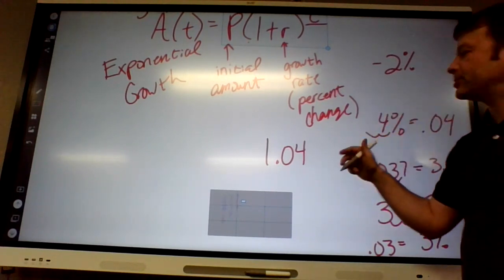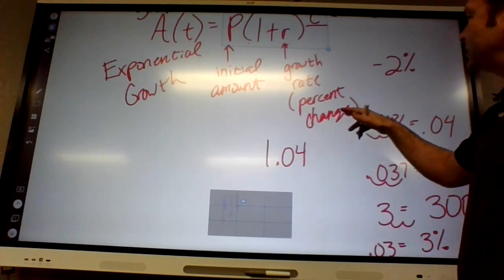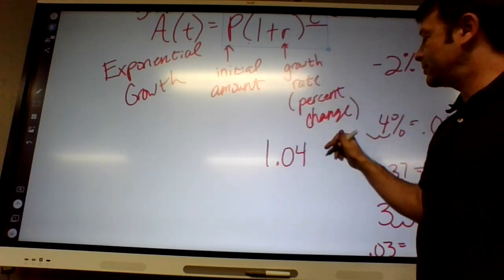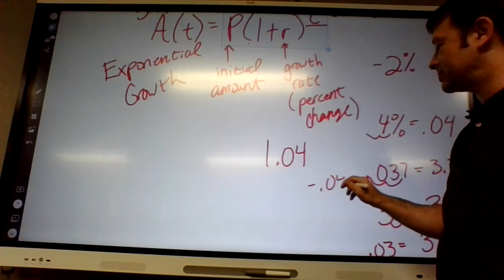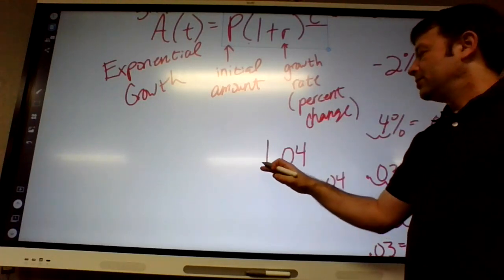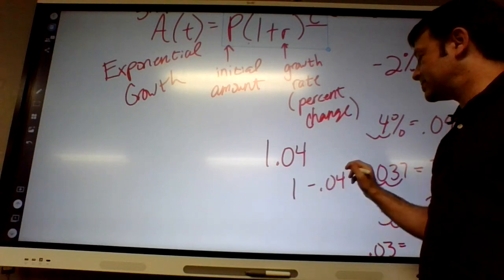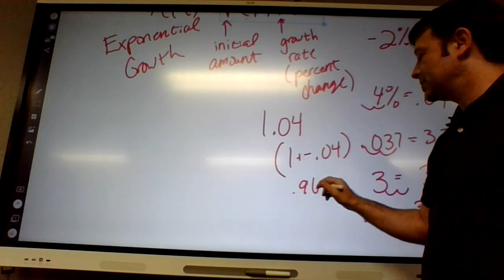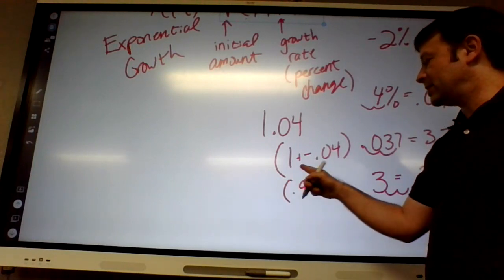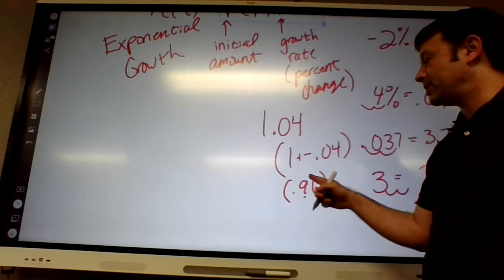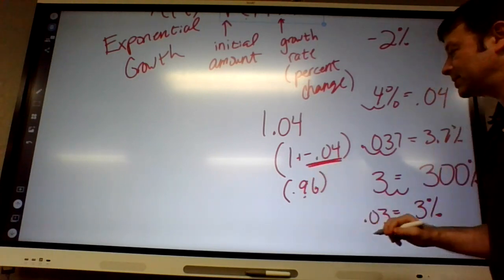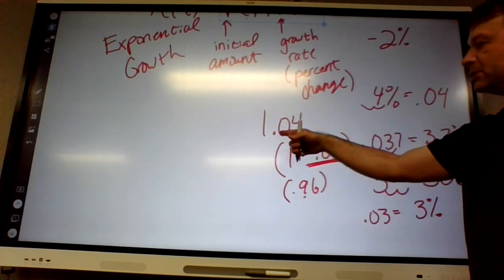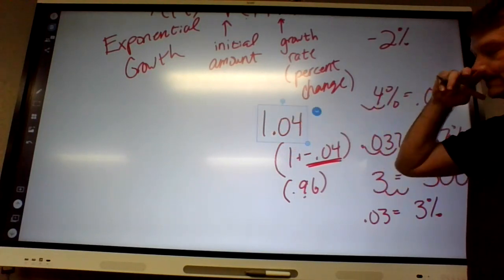Anyway, oh yeah, I remember what I was going to say. If the growth was 4%, it's 1.04. If the growth was negative 4%, so it's actually a decay, 1 plus negative 0.04 would be 0.96. So if it's less than 1 in here, that means it's a decay. Or if this is negative, that's a decay. It's going down. But if it's positive, if this is bigger than 1, or if it's a positive growth rate, it's a growth.